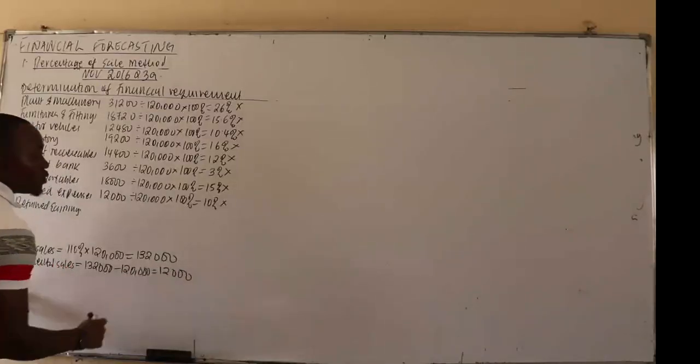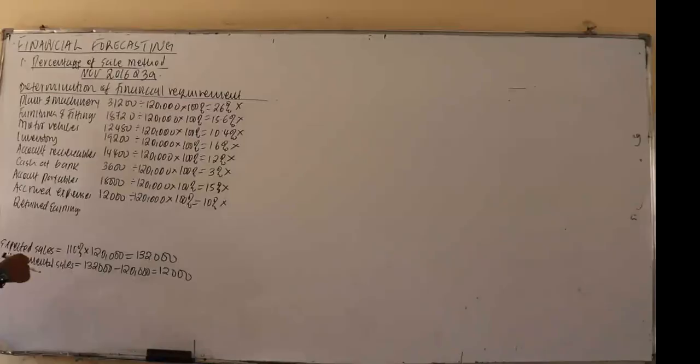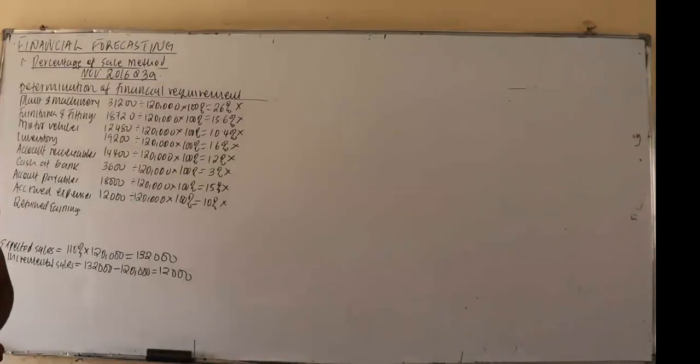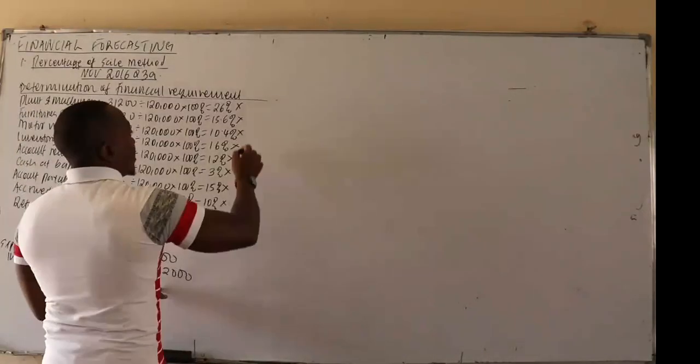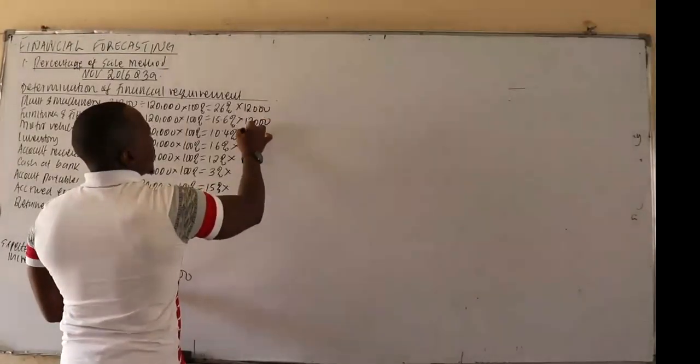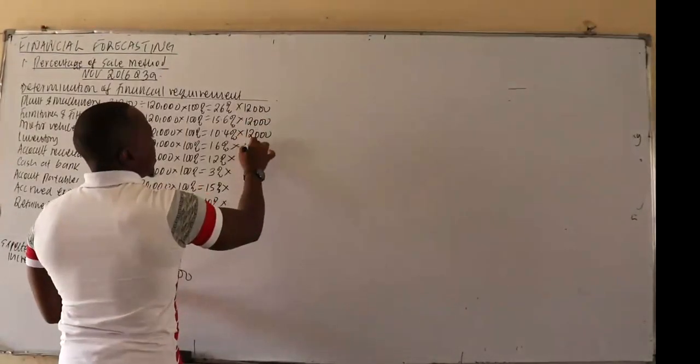Or alternatively, you take 10% of the sales, which was 120. 10% of 120, you get an amount of 12. So the expected sales for the coming year will increase by 12 million. So you multiply the percentage of sales by the incremental sales, which is 12 million.